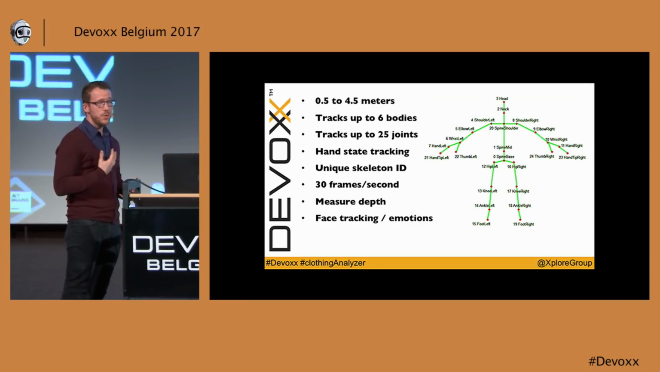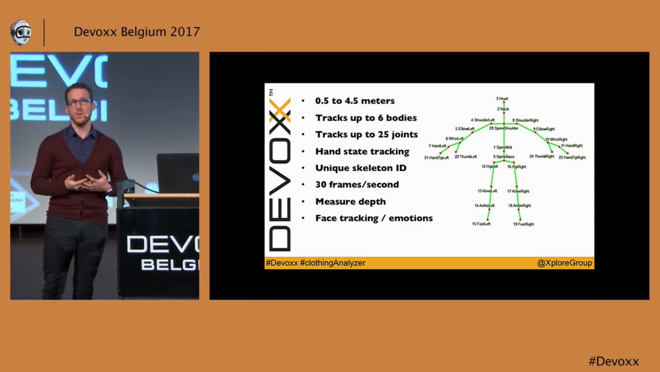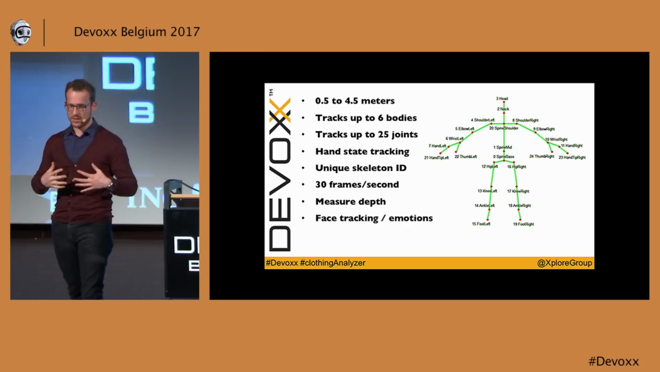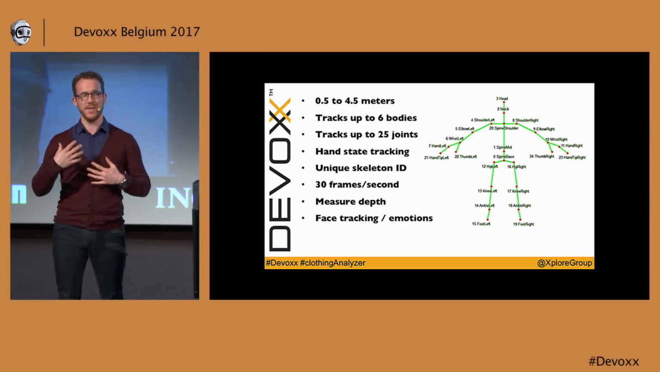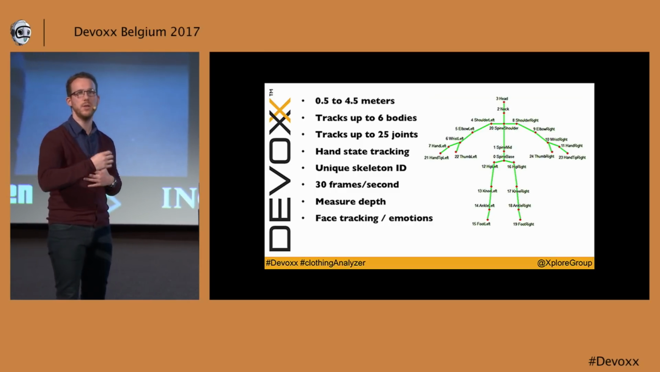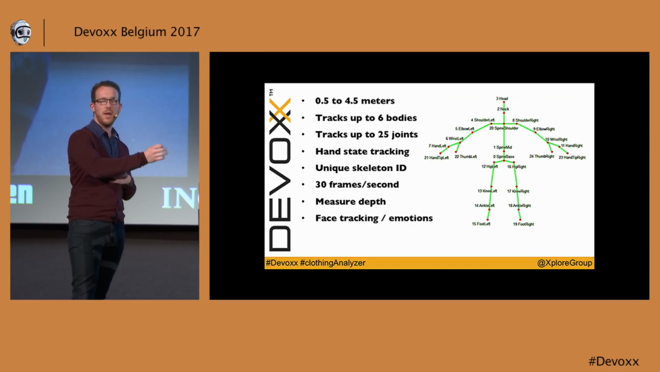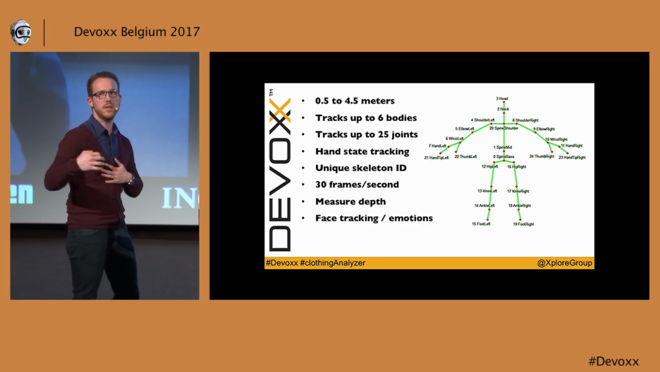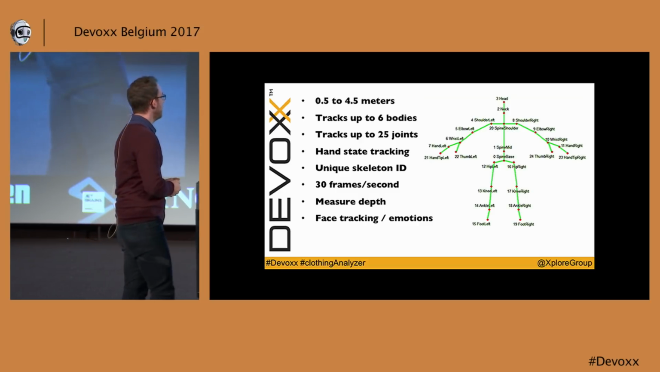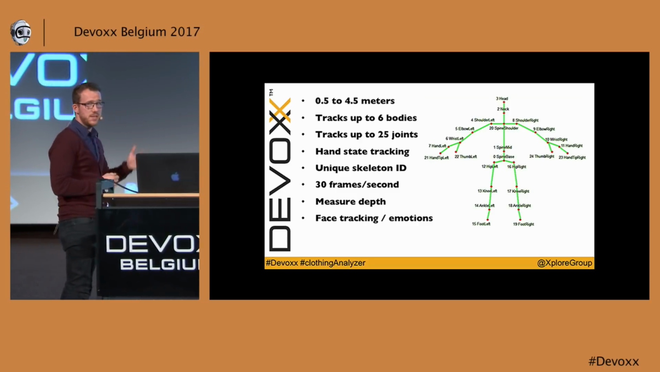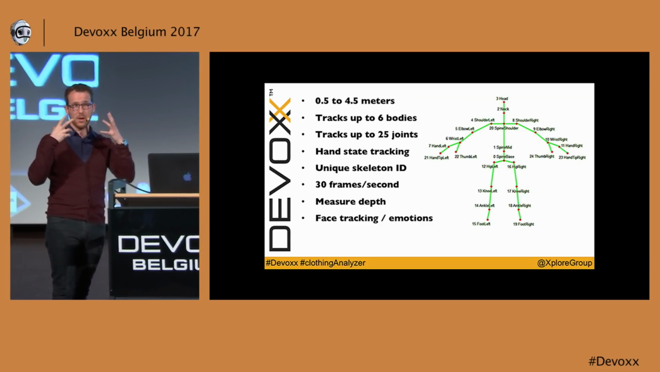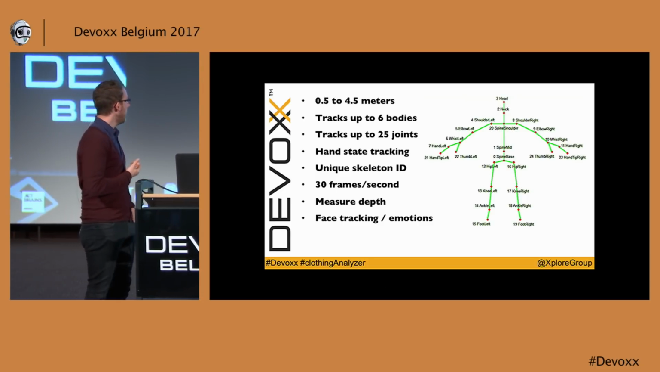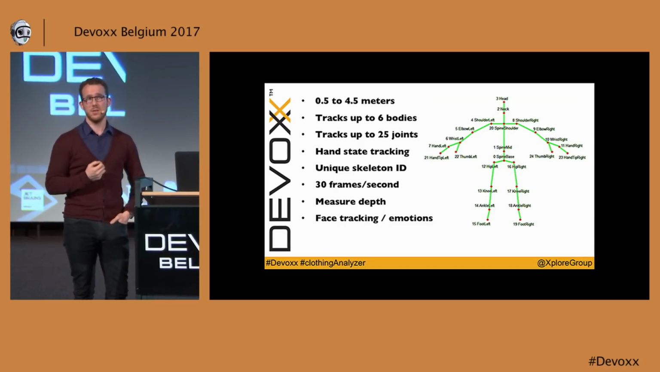Also, you have a unique skeleton ID, which means that every person that's being tracked stays or gets the same ID every time. So it knows that you are person A, and if you move to the left or the right, it knows that you are still that person A moving. It goes up to 30 frames a second, which is more than our eyes can see. It can measure depth, which is also very important.